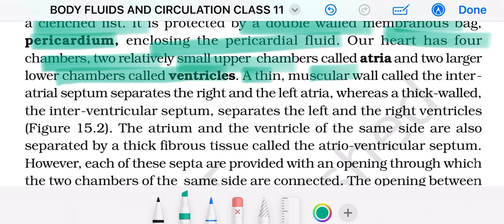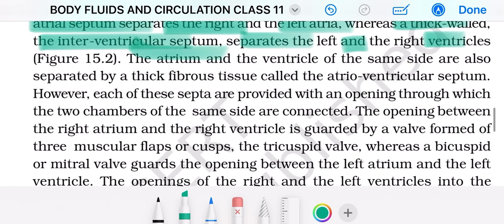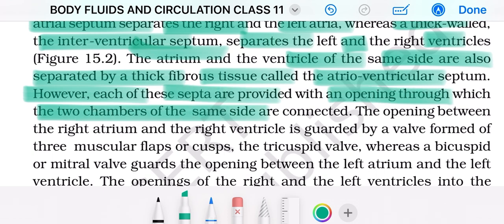A thin muscular wall called the interatrial septum separates the right and left atria, whereas a thick-walled interventricular septum separates the left and the right ventricle. The atrium and ventricle of the same side are also separated by thick fibrous tissue called the atrioventricular septum. However, each of these septa is provided with an opening through which the two chambers of the same side are connected.